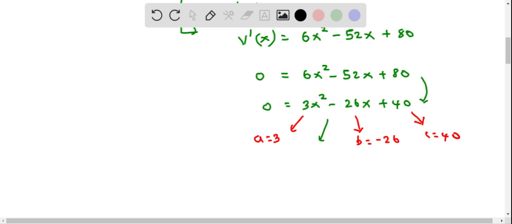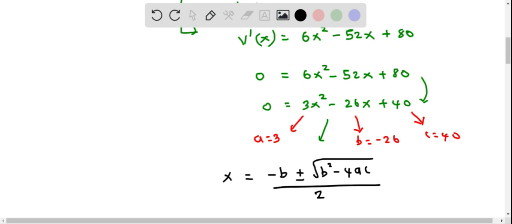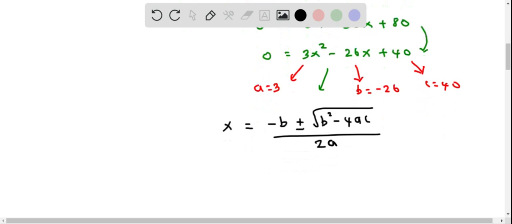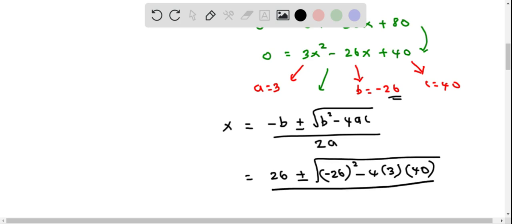So we put this in the quadratic formula. Therefore x equals, the quadratic formula is negative b plus or minus the square root of b squared minus 4ac, divided by 2a. So let's put this into the quadratic formula. b is negative 26, so negative b will be positive 26, plus or minus the square root of negative 26 quantity squared, minus 4 times a, which is 3, times c, which is 40, all under the root, divided by 2 times a, which is 3.